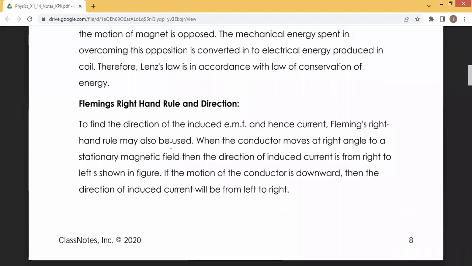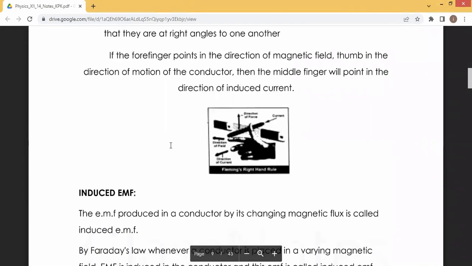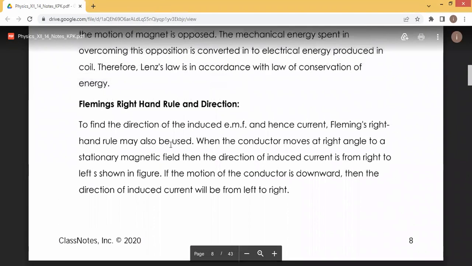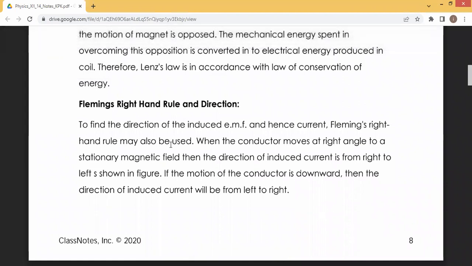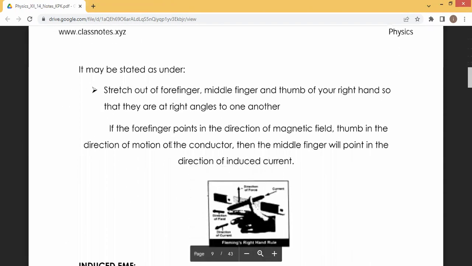Now, Fleming's right hand rule. To find the direction of induced EMF, Fleming's right hand rule can be used. When the conductor moves at a right angle to a stationary magnetic field, the direction of induced current is from right to left. If the motion of the conductor is downward, then the direction of induced EMF will be from left to right.